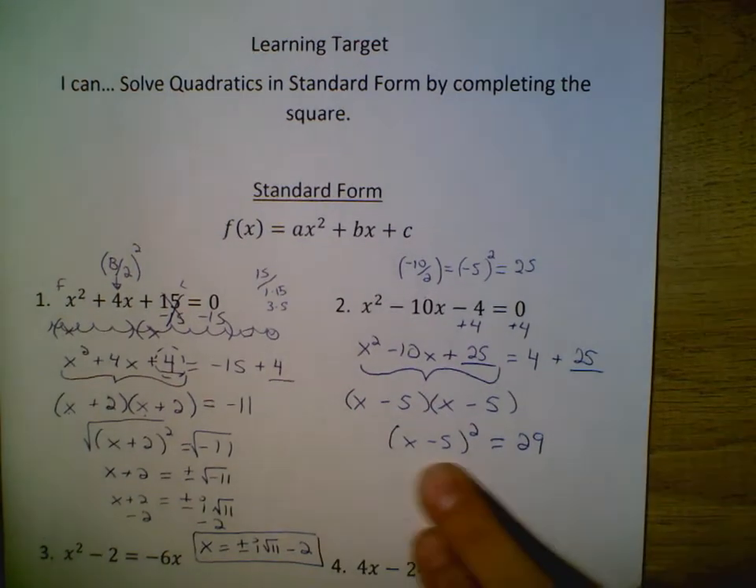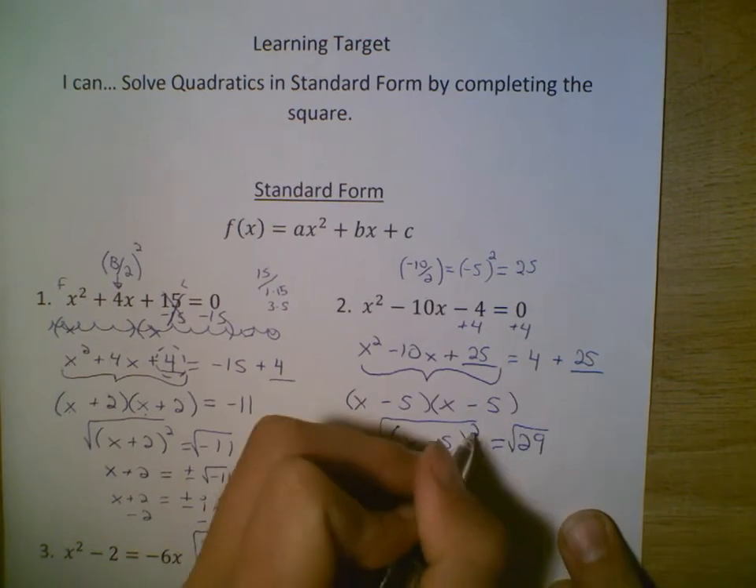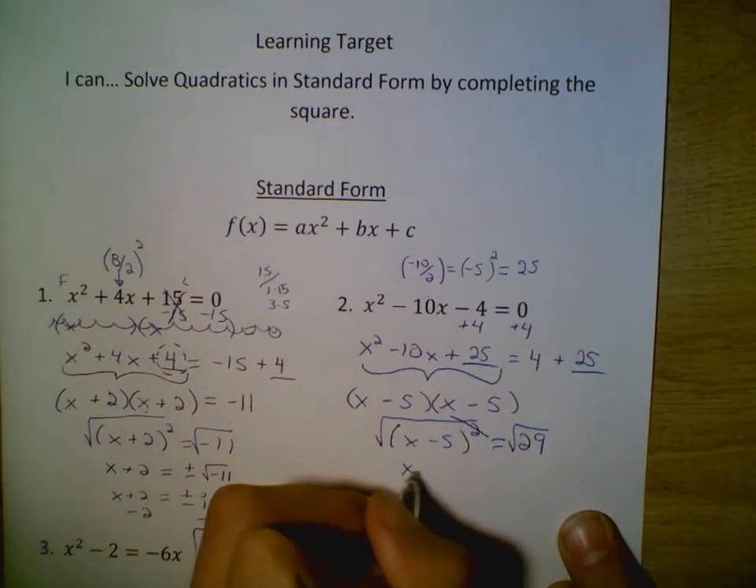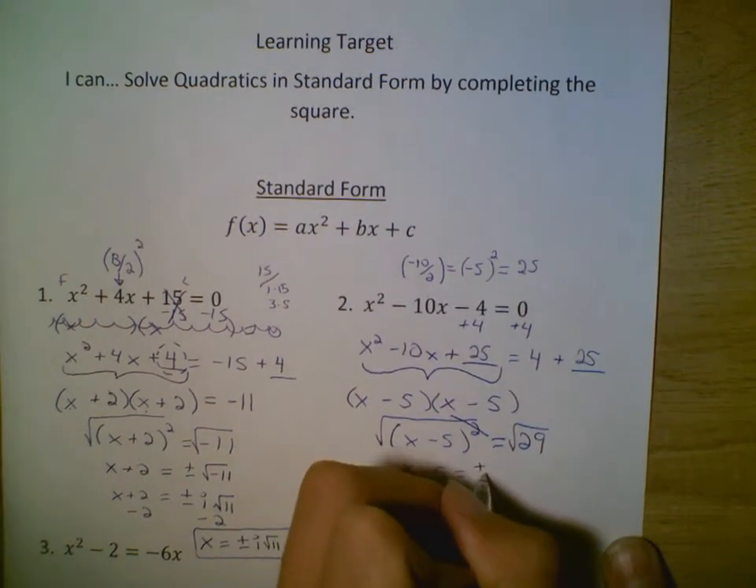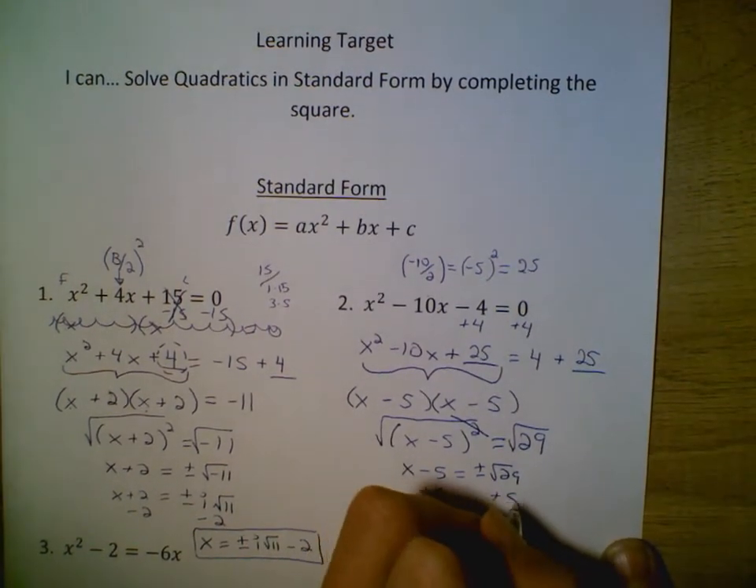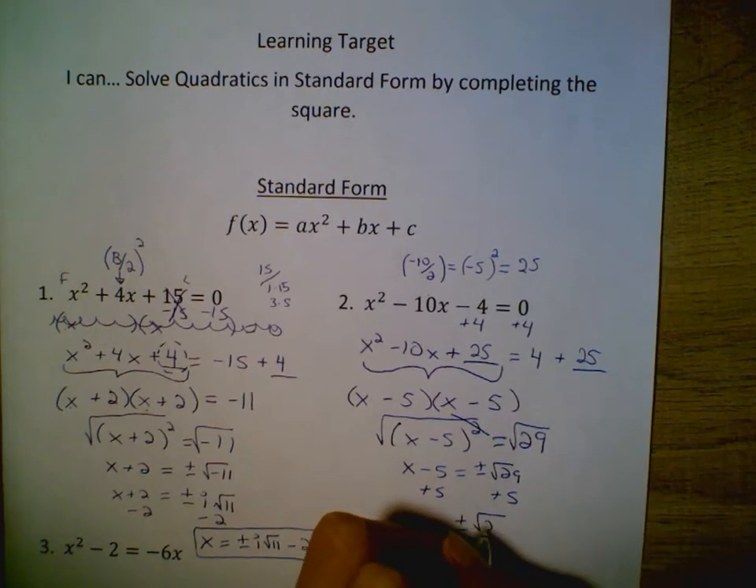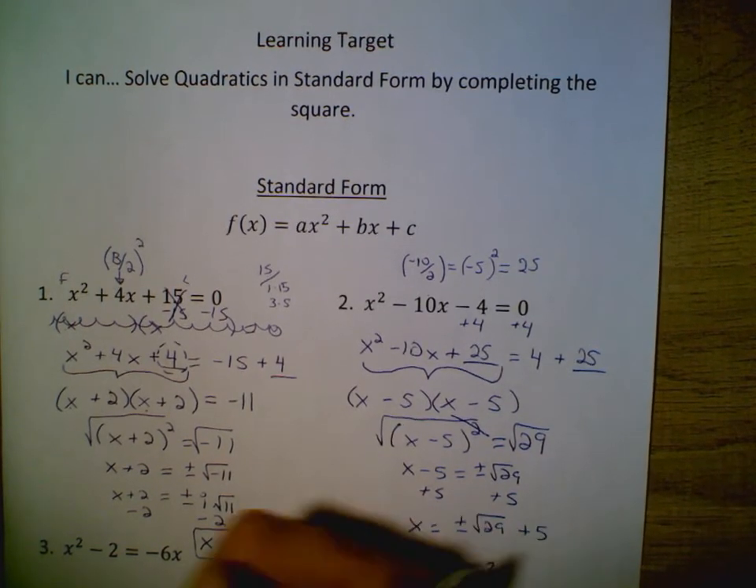And then I can solve this. I can take the square root of both sides. The square and square root will cancel. I'm left with x minus 5 equals plus or minus the square root of 29. And then I just simply add 5 at the end. So I get x equals plus or minus the square root of 29 plus 5.